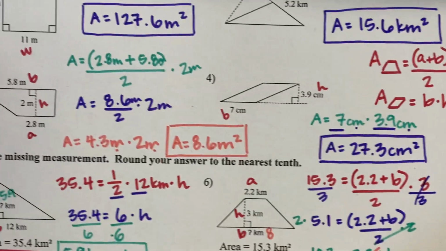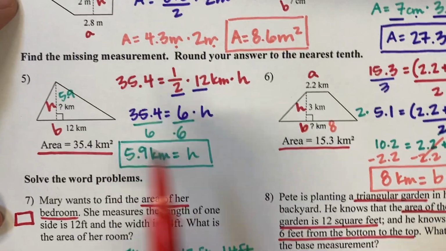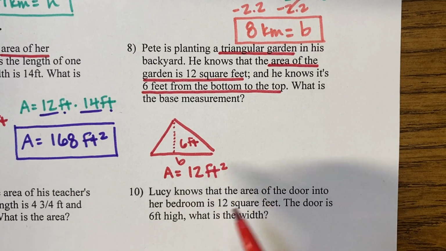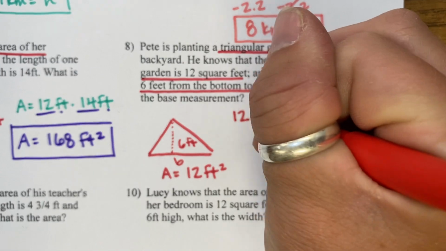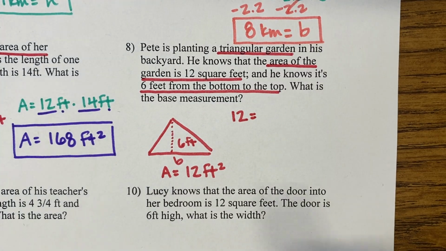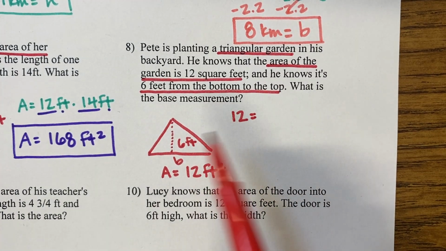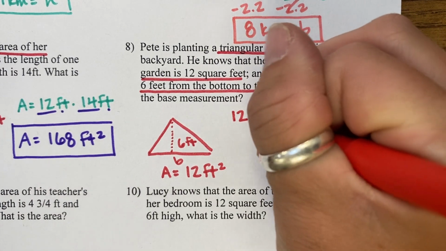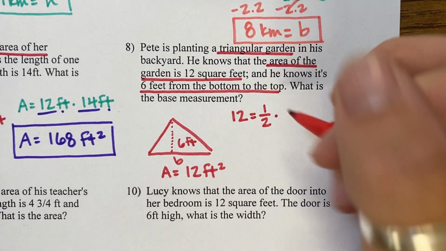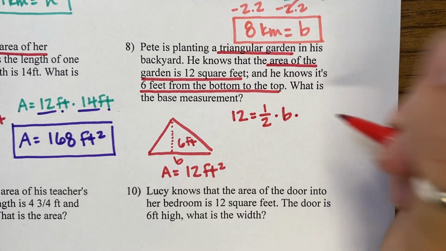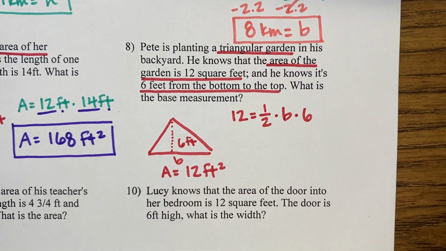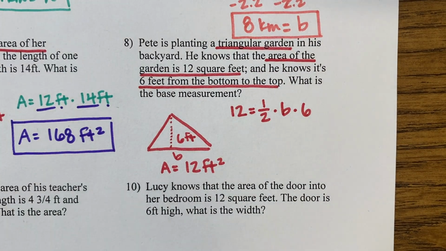Okay, well, this is just like these guys where we were going backwards. So we know our area is 12 feet. So we have 12 equals. We're using our triangular formula, which is 1/2 times our base, which we don't know, so I'm just going to leave that as B, times our height, which is 6. I'm just going to leave the units off for now.